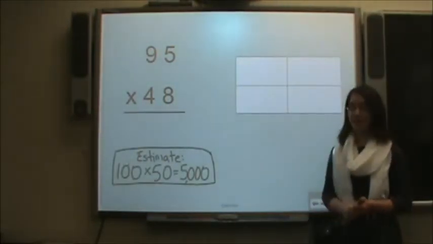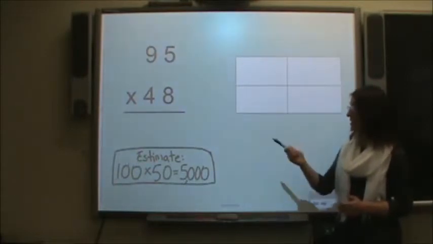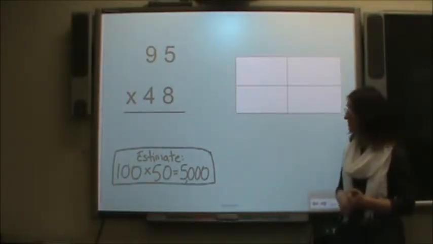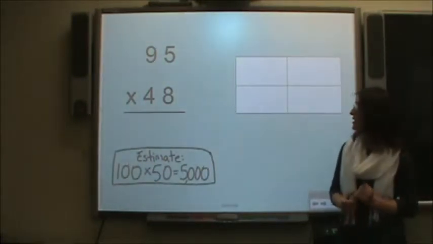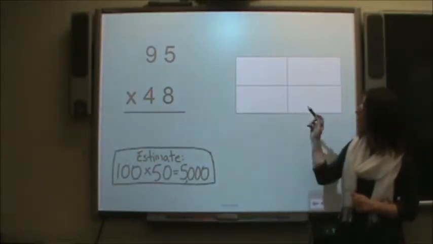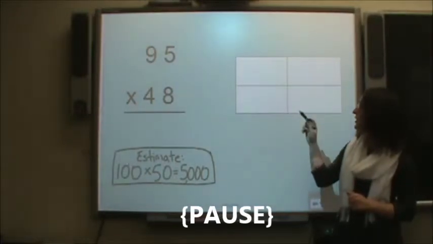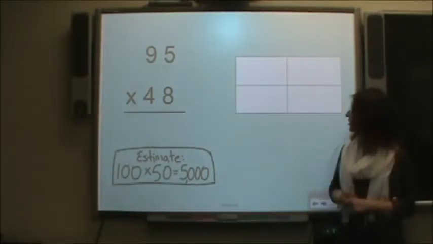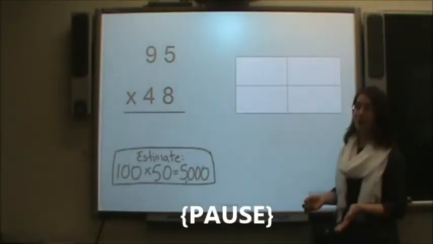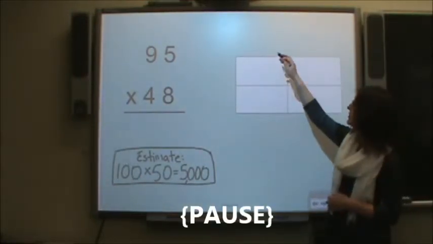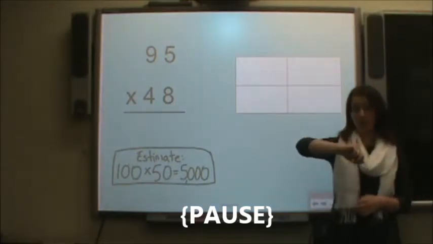My estimate ended up being about 5,000 because I made the 95 a 100 and the 48 a 50, and 100 times 50 is 5,000. So now what I'm going to have you do is draw this diagram of 2 squares by 2 squares on your paper. Okay, and now we're going to pull apart the numbers. So pause your video, pull apart the numbers, and then put them along the diagram where they belong.